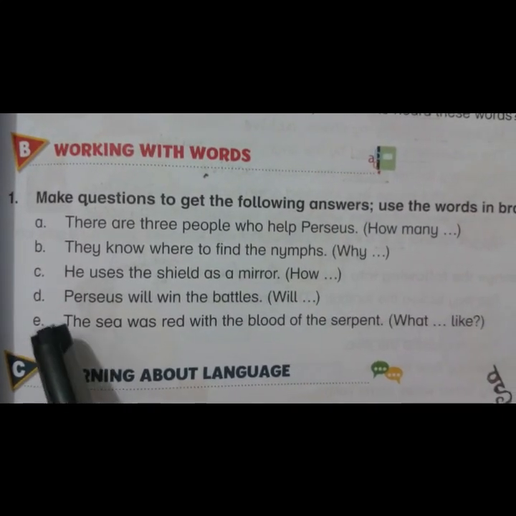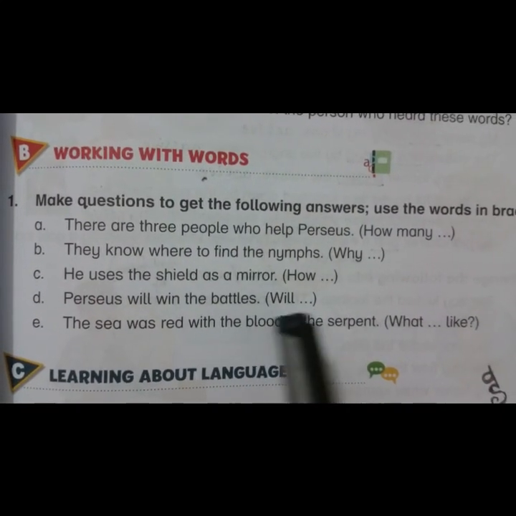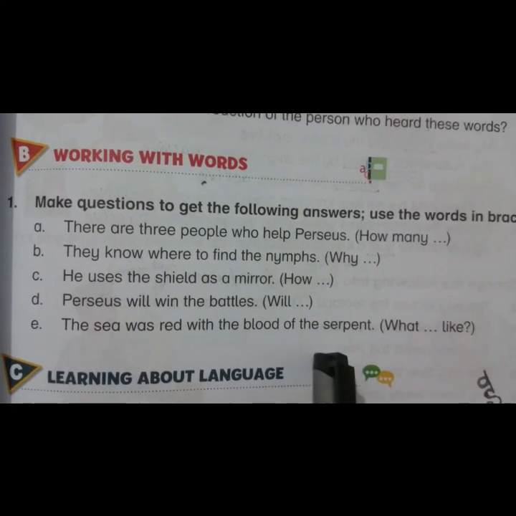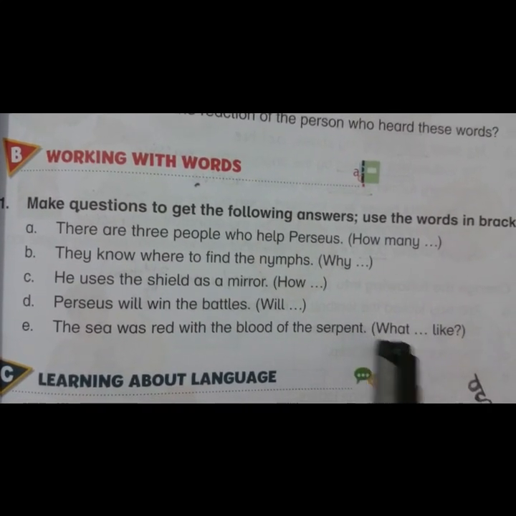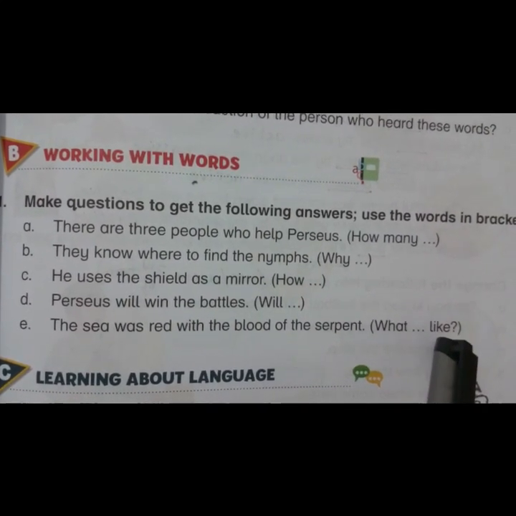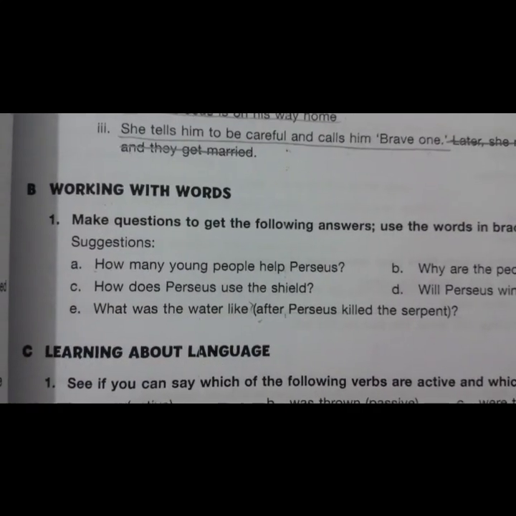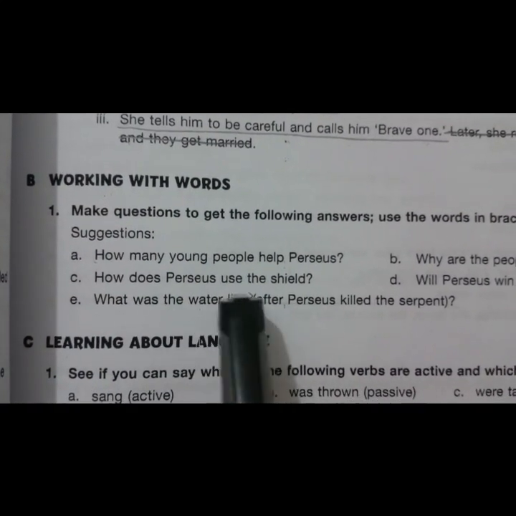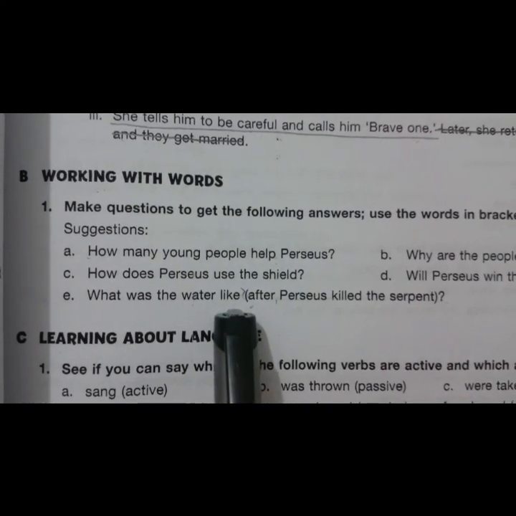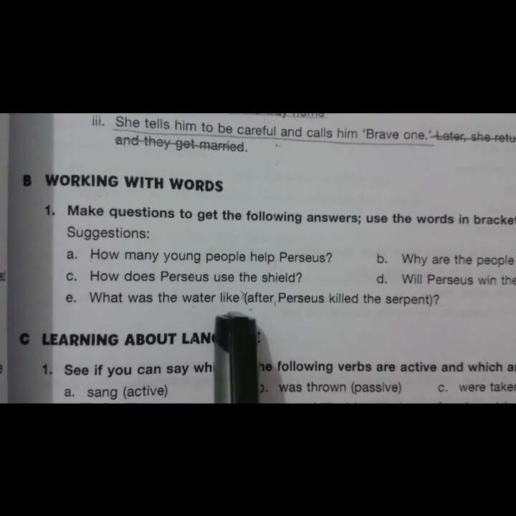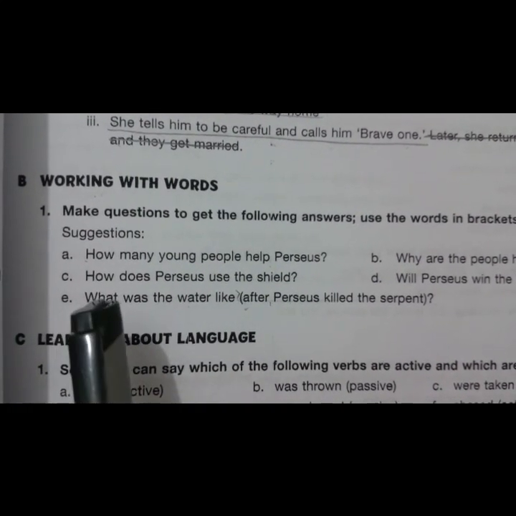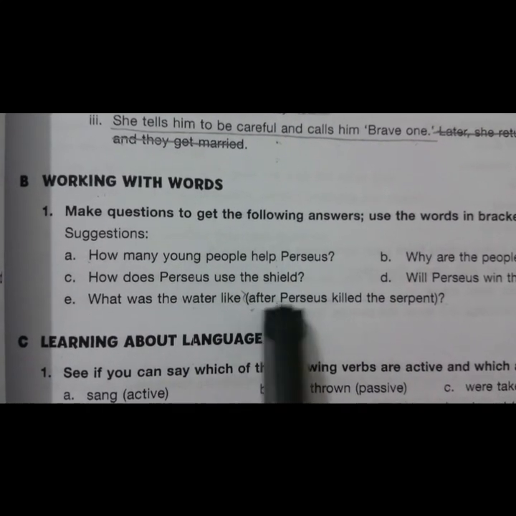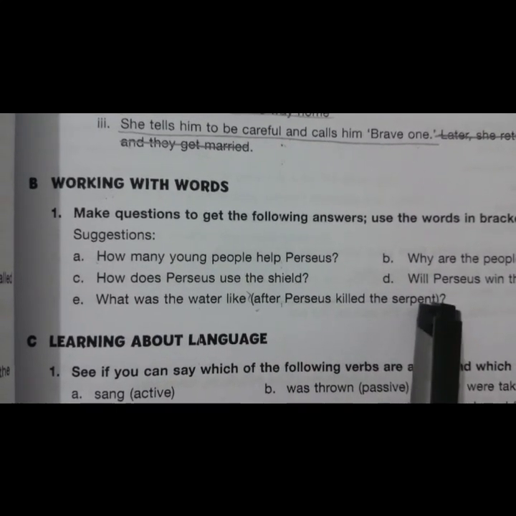And the last statement is the sea was red with the blood of the serpent. The question will begin with what, and it will end with like. So the question will be what was the water like? You can either finish your question over here or you can write the complete one, that is what was the water like after Perseus killed the serpent.